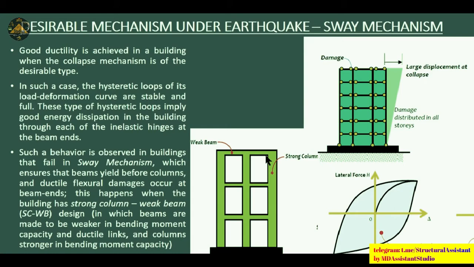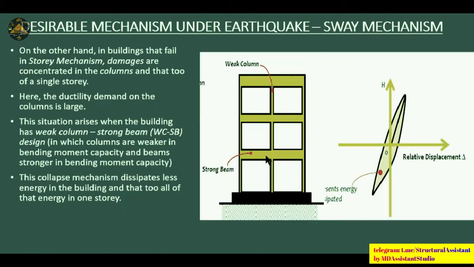So in such a case, the hysteresis loop of its load-deformation curve is stable and full. So these types of hysteresis loops imply good energy dissipation in the building through each of the inelastic hinges at the beam ends. So such behavior is observed in the building that fails in the sway mechanism. So basically, what is a sway mechanism? Buildings that fail in the story mechanism have damage concentrated in the columns, and that is not desirable.